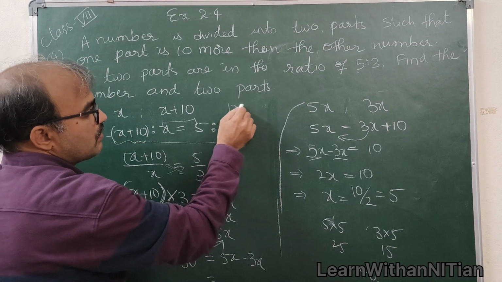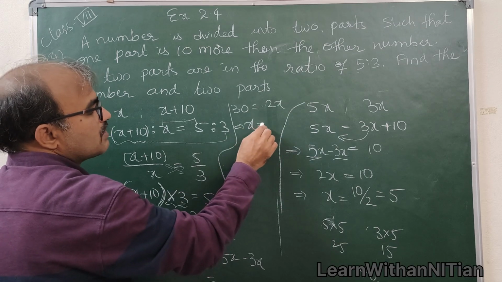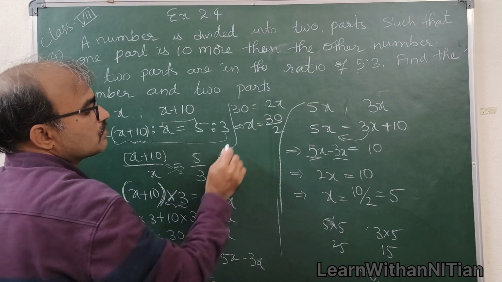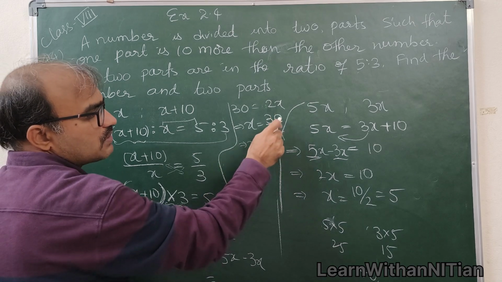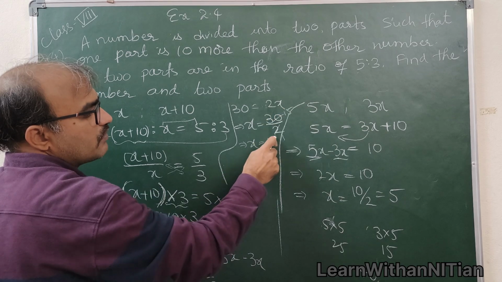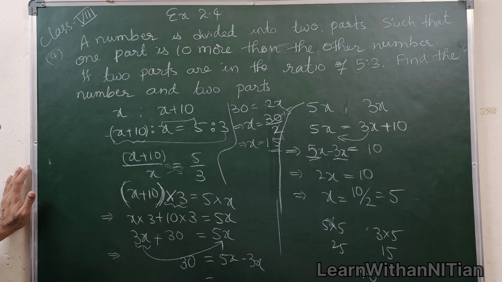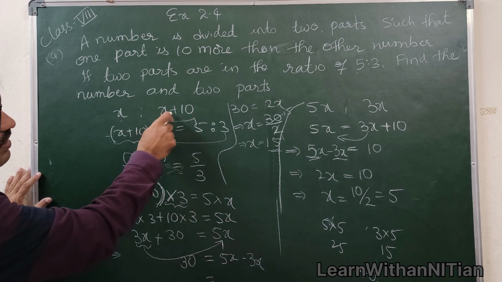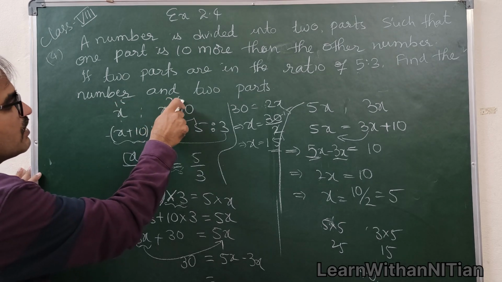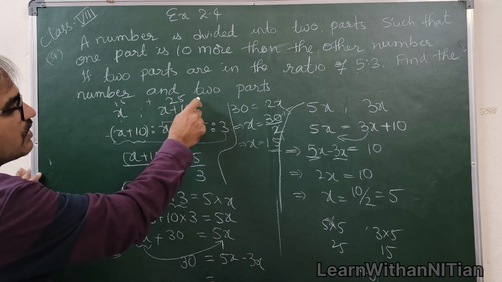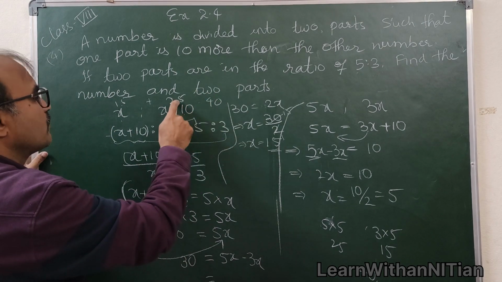So this will be 30 is equal to 2x, which implies x is equal to 30 by 2. Two 15s are 30. Therefore x is equal to 15. That means the small number is 15, the larger number is 25. So this is 15, this is 25. 15 plus 25 is 40. So the number we need to find is 40, and the two parts are 25 and 15.